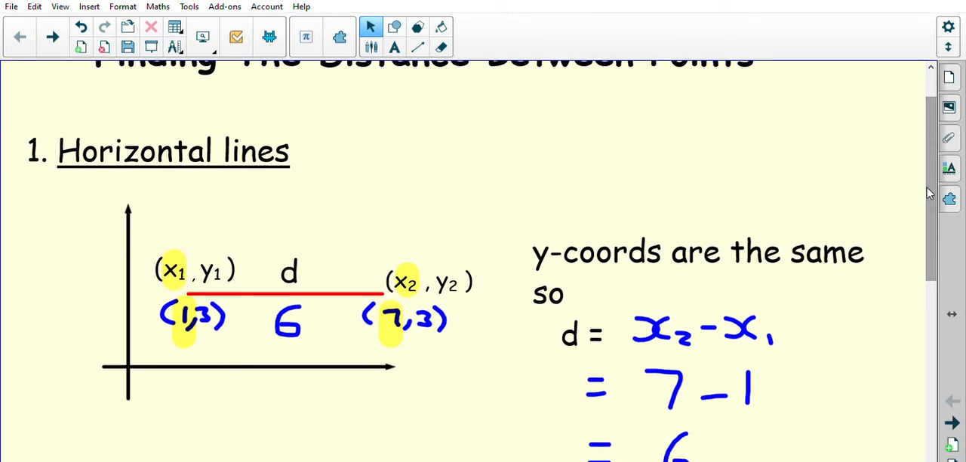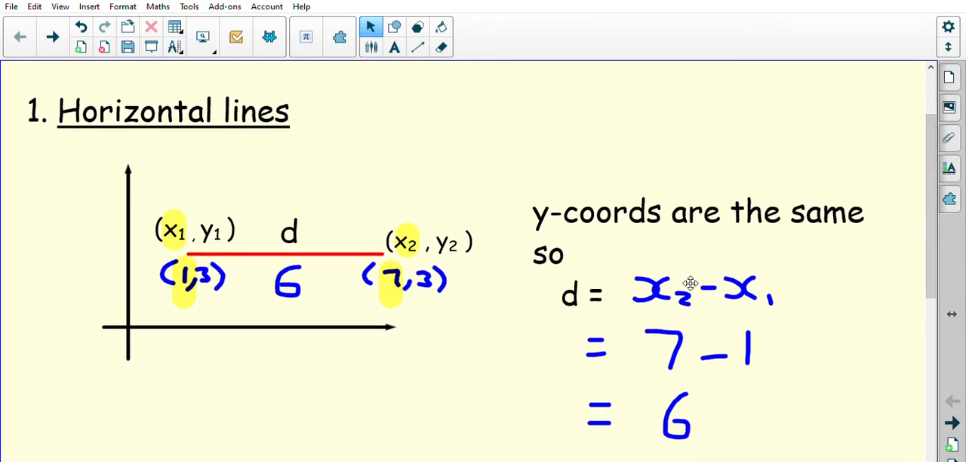Every time you get a coordinate, it's always a good idea to label it x1, y1 and x2, y2. So the distance for this question would be x2 minus x1, the difference between the x coordinates highlighted here. So it would be 7 minus 1, and we would get the answer 6. So that line would have a distance of 6.